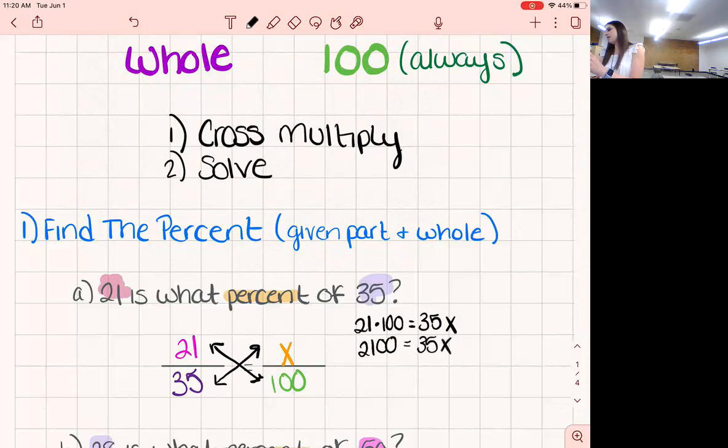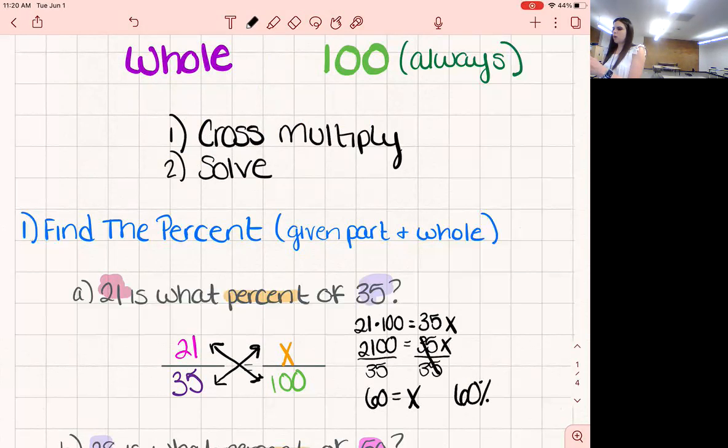So 35x, divide by 35, divide by 35. So 2100 divided by 35 is, well, it might be a pretty number. That is 60. 35s cancel. X equals 60, and then if you really wanted to be fancy, you would say 60%.